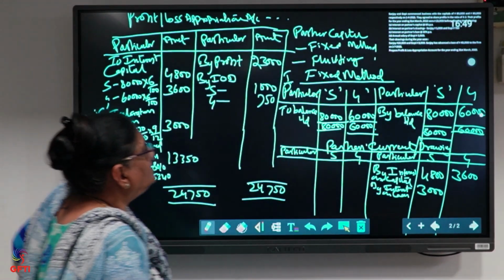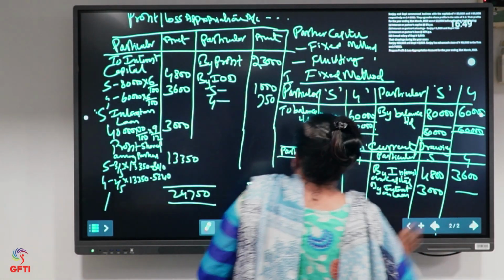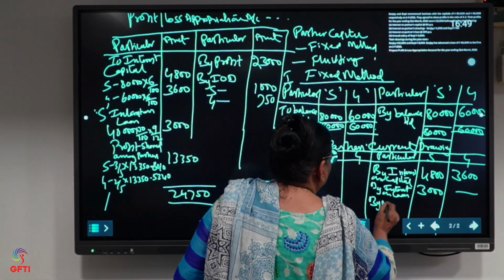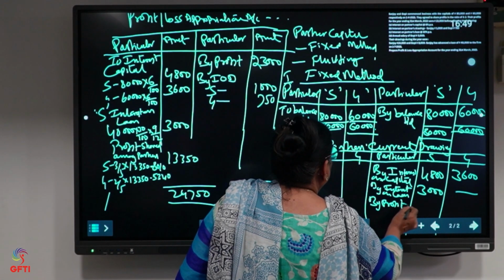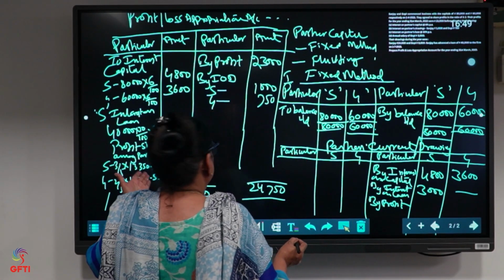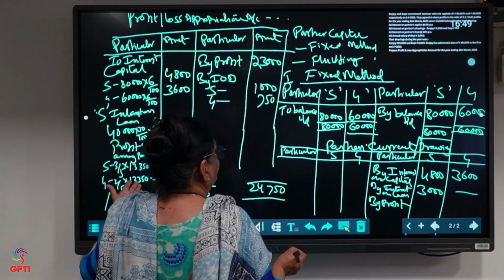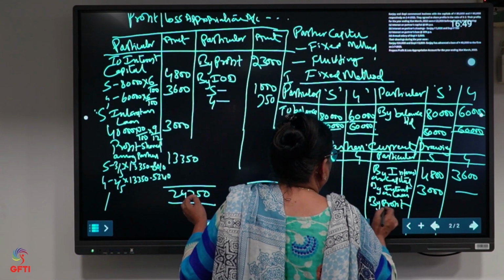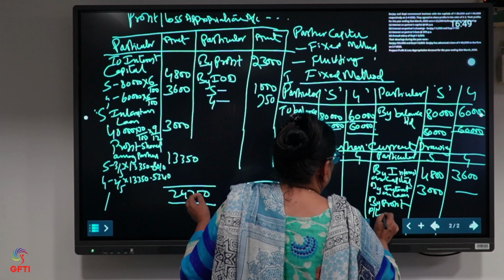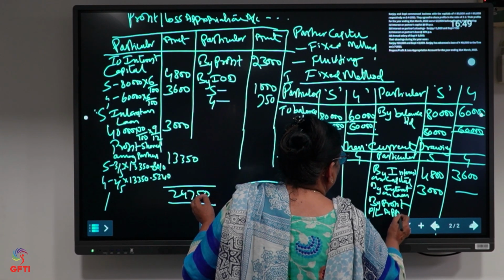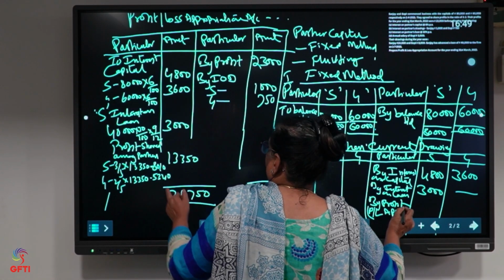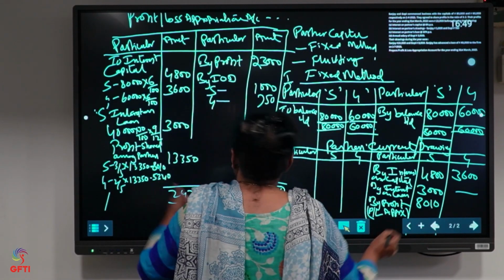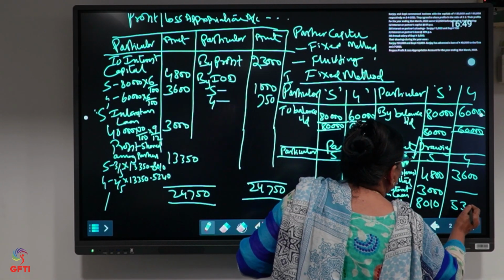So interest on loan, Sanjay is getting, put cash. Now profit sharing, by profits, not the original profit, but whatever remains after adjustment of all those entries. By profit of Sanjay, that is in the profit and loss appropriation account. How much is Sanjay getting? 8,010. He is getting 5,340.